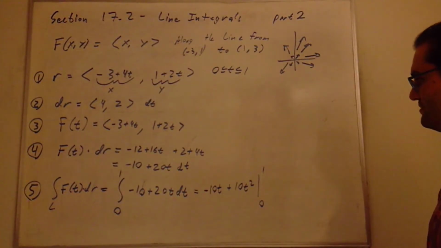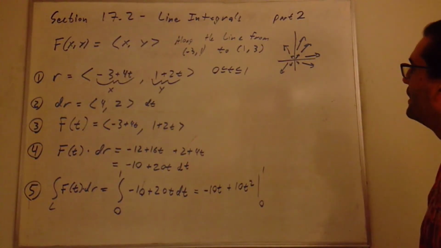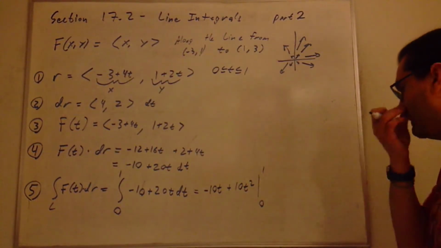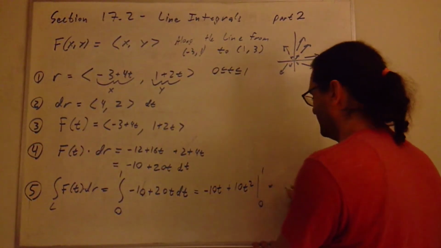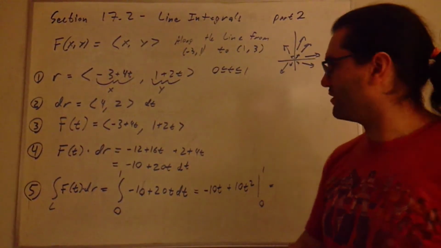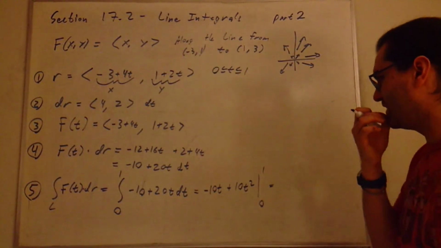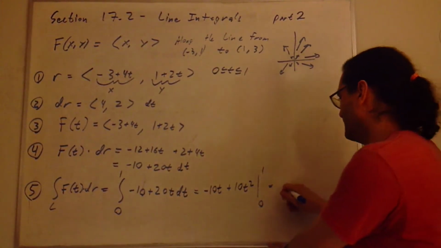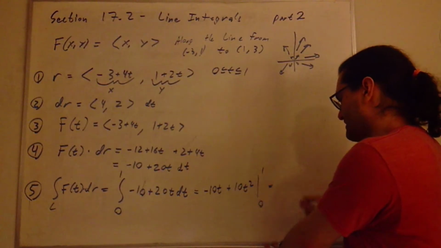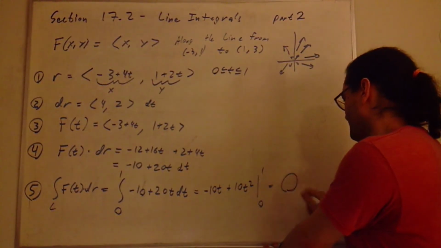Is this just going to give me 0? That seems weird. Huh. I didn't actually finish this example problem before I made a video about it, so I'm a little surprised by this answer. This is going to be negative 10 plus 10, so yeah, that's 0.